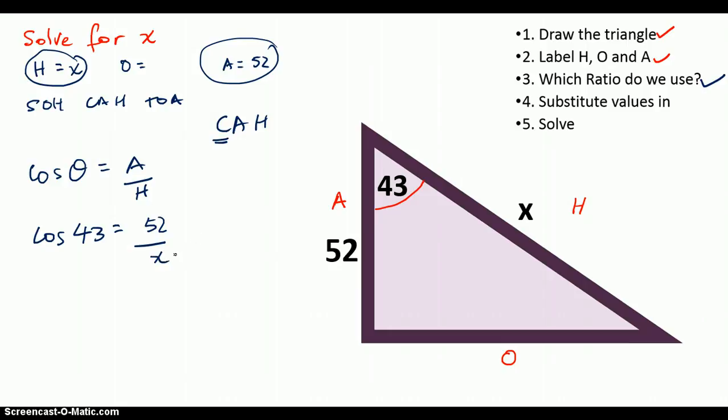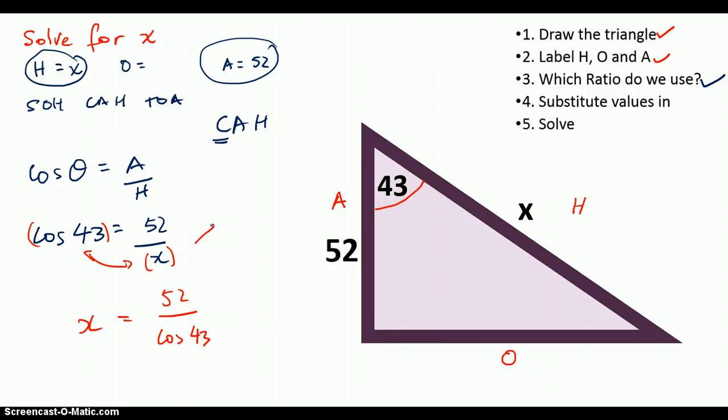So you can see with this particular example, x is on the bottom. How do we solve this? Well, there's a little trick that you can use whenever a variable is on the bottom. And this goes by saying that we're just going to swap the positions of those two variables. So this will end up being x equals 52 over cos 43.